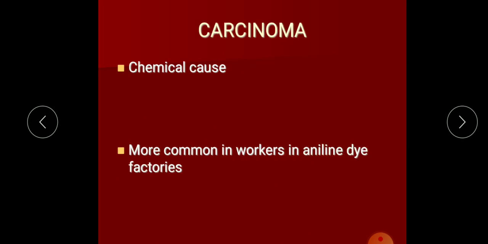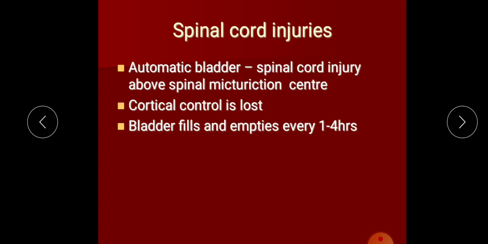Next is carcinoma. Carcinoma of the urinary bladder is very typically seen in aniline dye workers. That is one of the very common presentations. Carcinoma of the urinary bladder is a transitional cell carcinoma. It is more common in aniline dye workers because of a chemical cause. Then different types of spinal cord injuries also present with different abnormalities or different types of bladder.